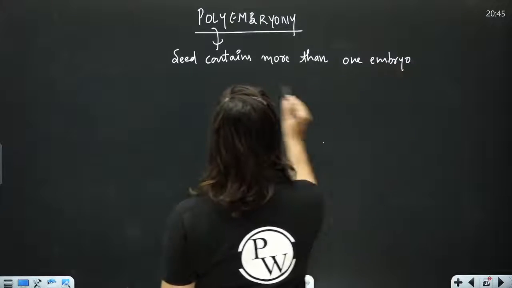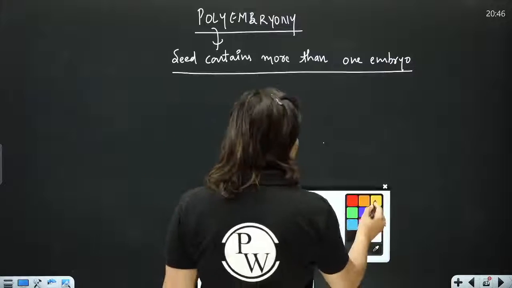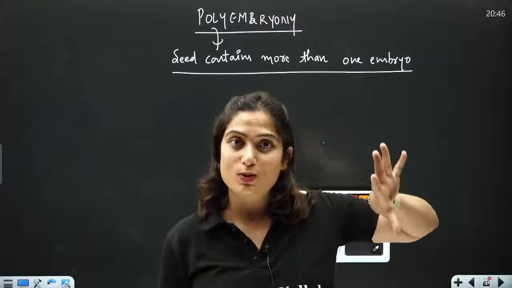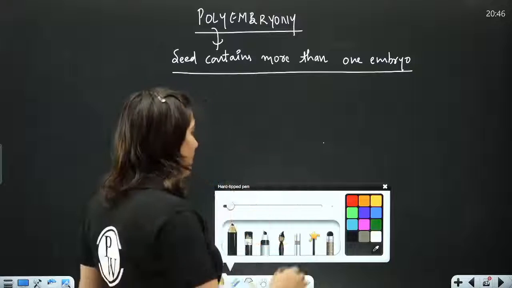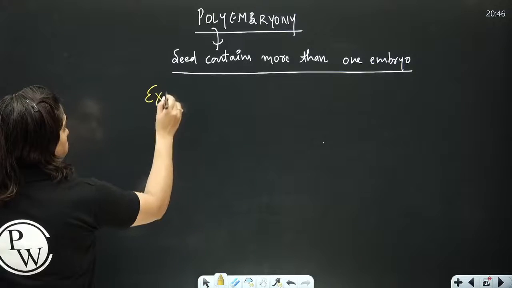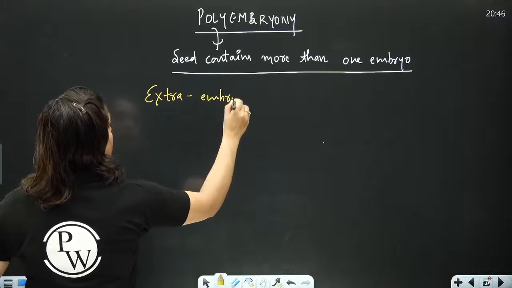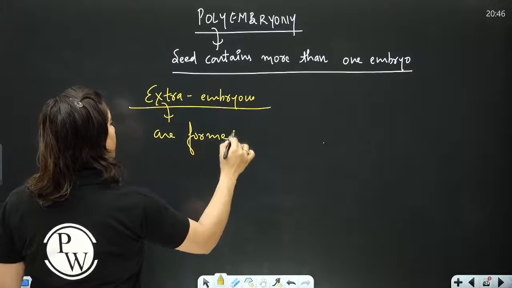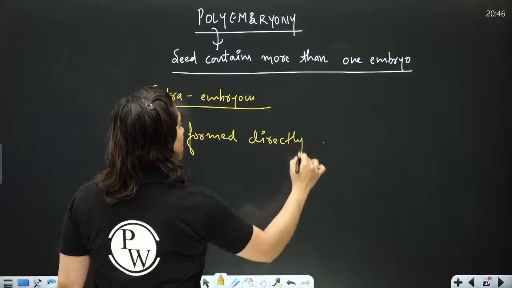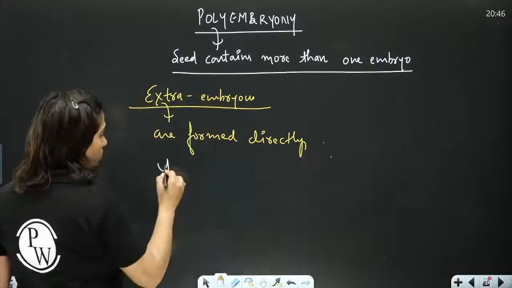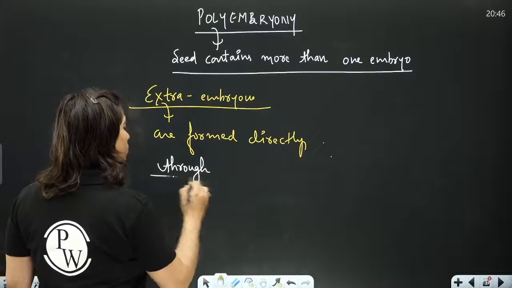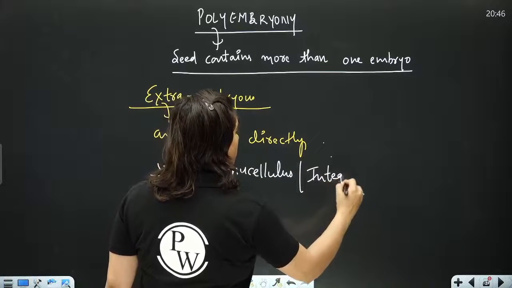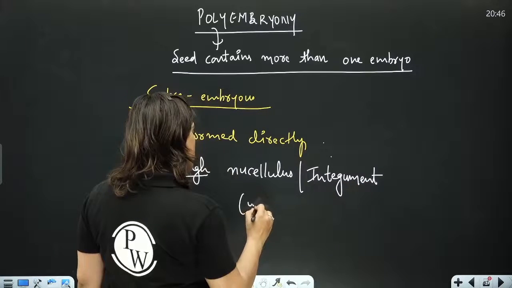Seed contains more than one embryo, and the extra embryo, the main embryo which is formed inside the embryo sac, is the product of sexual reproduction, but the extra embryos are the product of apomixis, right? How? See, the extra embryos which are present in the seed are formed directly through nucellus or integument without fertilization. This is apomixis, right?